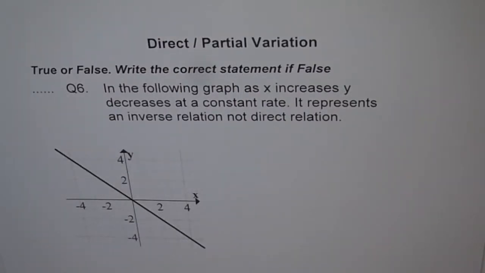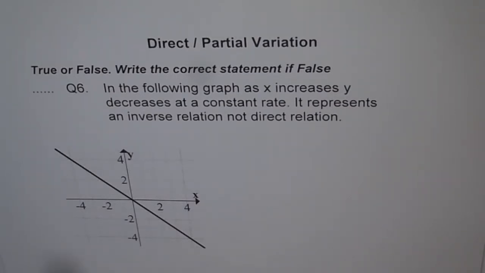Question 6. Direct or partial variation. Question 6. In the following graph, as x increases, y decreases at a constant rate. It represents an inverse relation, not direct relation. Is it true or false?